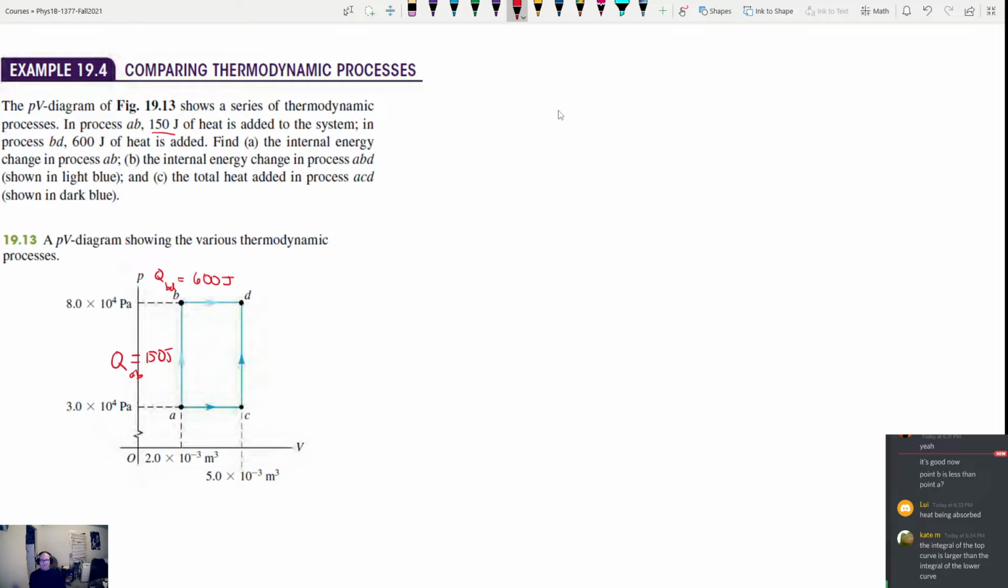Part A says to find the internal energy change in the process AB. So we want to find the change in internal energy in the process AB. Part B says the internal energy change in the process ABD, and then C, the total heat added. So B is going to be the change in internal energy in ABD. And then part C, the total heat added in the process ACD. So QACD. Those are the three things that we want to find.